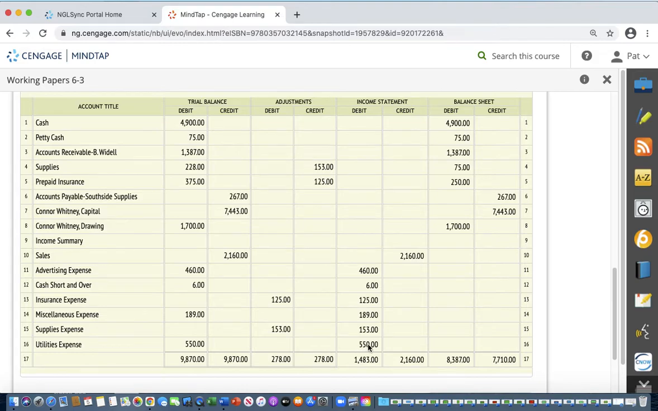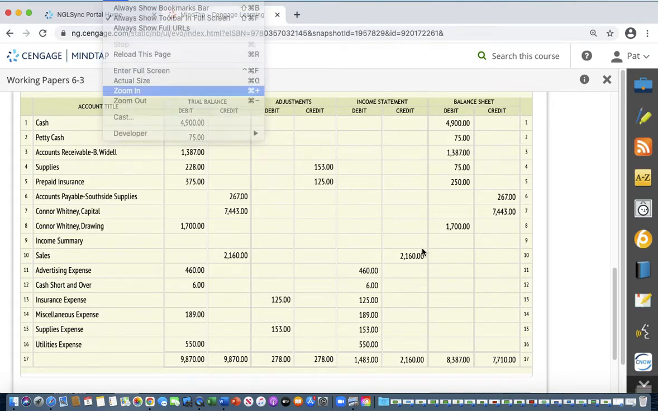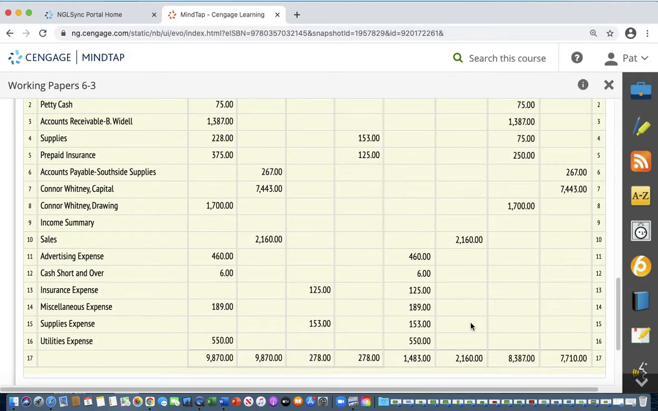$550 plus 0 is $550. So now we add these numbers up. And you don't have to add these numbers up. I've got the totals right there for you. Can you see them? 1,483. 1,483 is the income statement debit. Obviously, the credit's just the one number, right? 2,160.